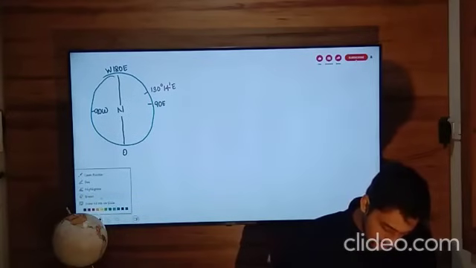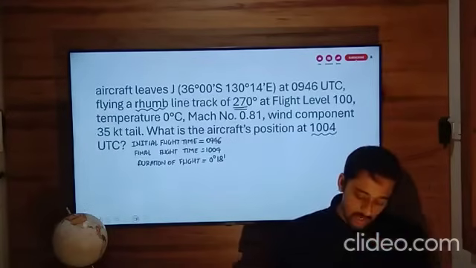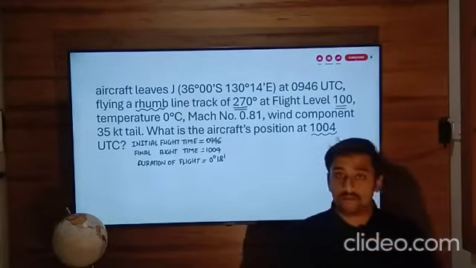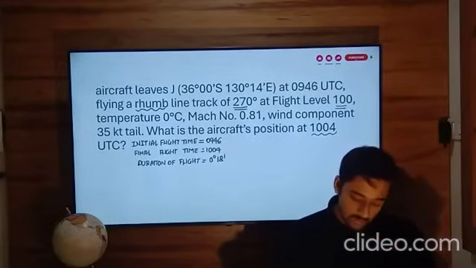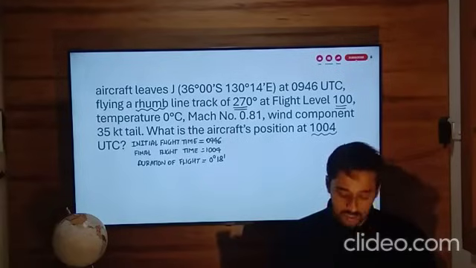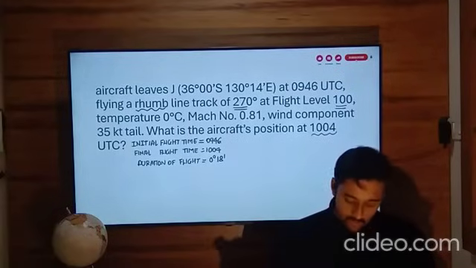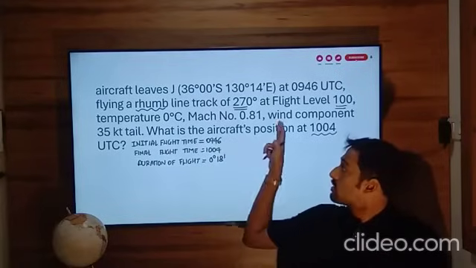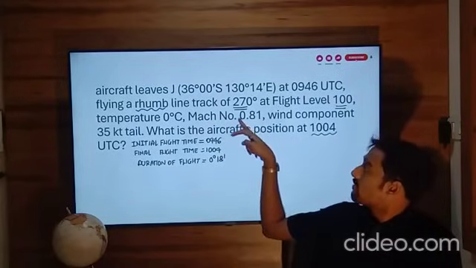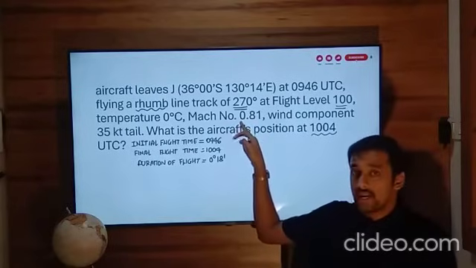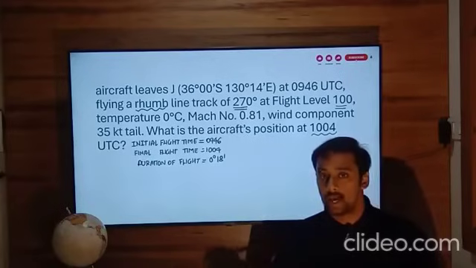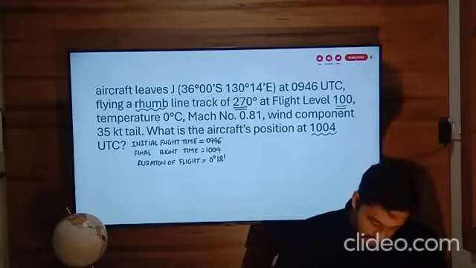Next part of the question. You are at flight level 100 and the other conditions of your flight are given: flight level, temperature, Mach, wind. So what is your aircraft position at 10:04 UTC? Now with the airspeed given to us, correction, we have been given a speed of Mach 0.81. Now putting this value in the CX3, you will get TAS, true airspeed. So let's find that out.